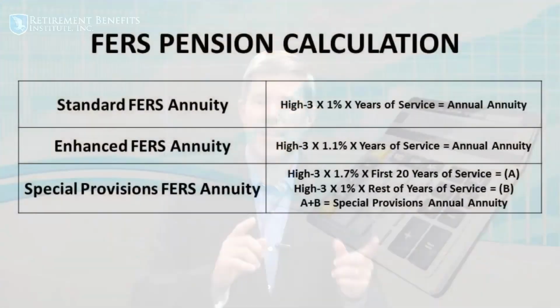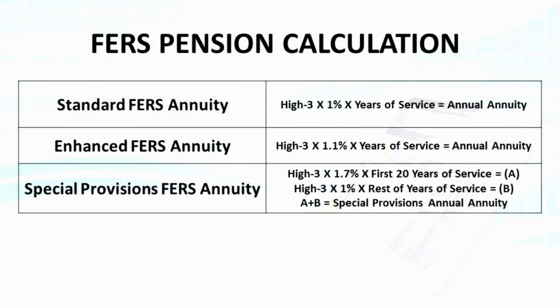Now let's talk about a couple of charts that will illustrate this. First, I want to show you the difference between retiring at 60 and 62. So we have the standard FERS annuity, that's your high 3 times 1% times your years of service. That would be if, in this case, Jimmy retired at 61. We have this enhanced FERS annuity, that's your high 3 times 1.1% times years of service. Again, as long as you have at least 20 years and hit age 62, this will qualify you. And then you see here the calculation for special provisions FERS annuity, and you see how that works.